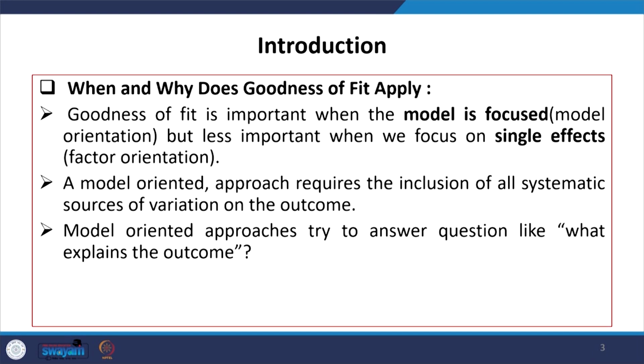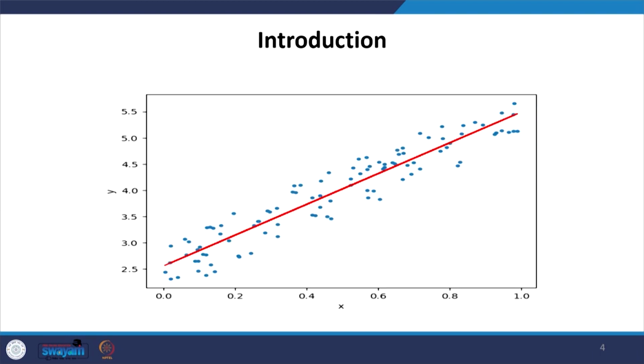A model oriented approach requires the inclusion of all systematic sources of variation in the outcome. Model oriented approaches try to answer questions like what explains the outcome. Now, from this chart, you can easily understand how our model is fitting the trend line. The trend line equation you can simply get in Excel as well as in all the packages. It seems there exists a strong correlation between these two variables.